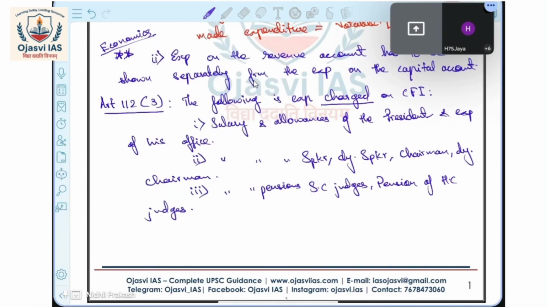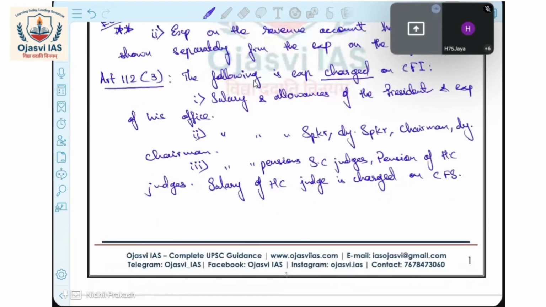Good. Salary of a High Court judge is charged on CFS. What is CFS? Consolidated Fund of State, of a particular state. Fine. Fourth, salary of the Comptroller and Auditor General, CAG.